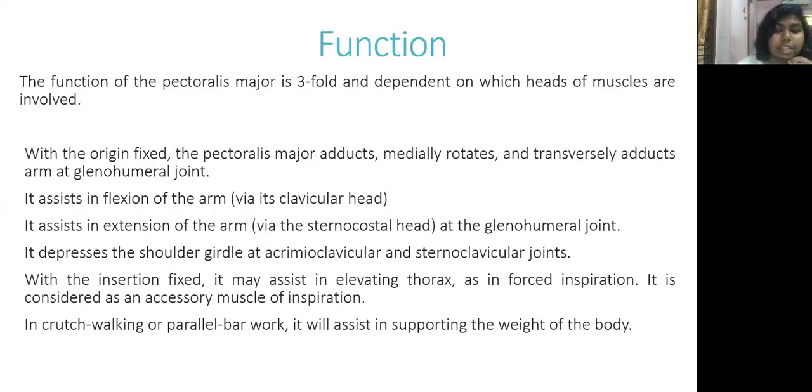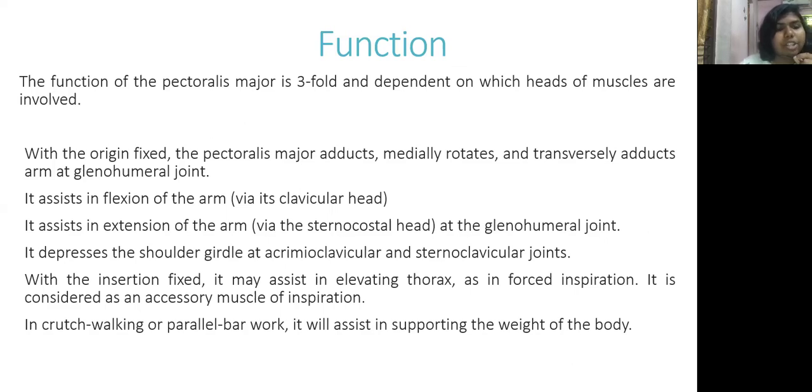Now let us look at the functions. The function of the pectoralis major is threefold and dependent on which heads of the muscle are involved. With the origin fixed, the pectoralis major adducts, medially rotates, and transversely adducts the arm at the glenohumeral joint.